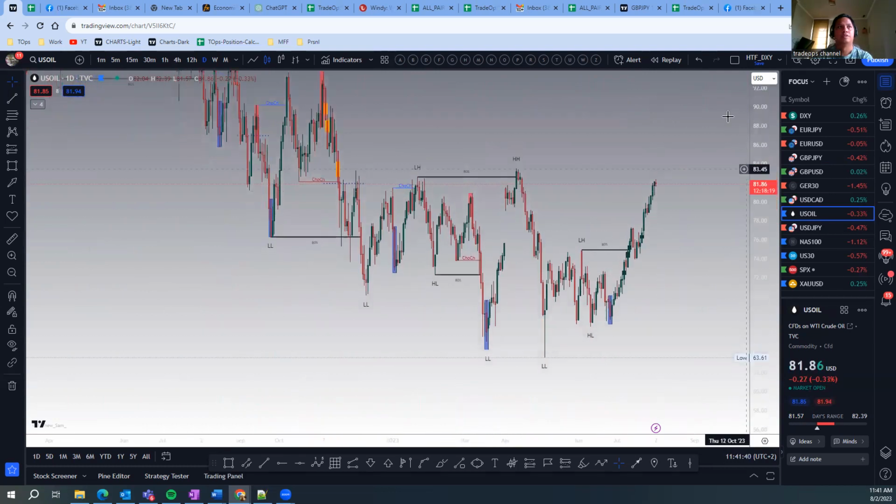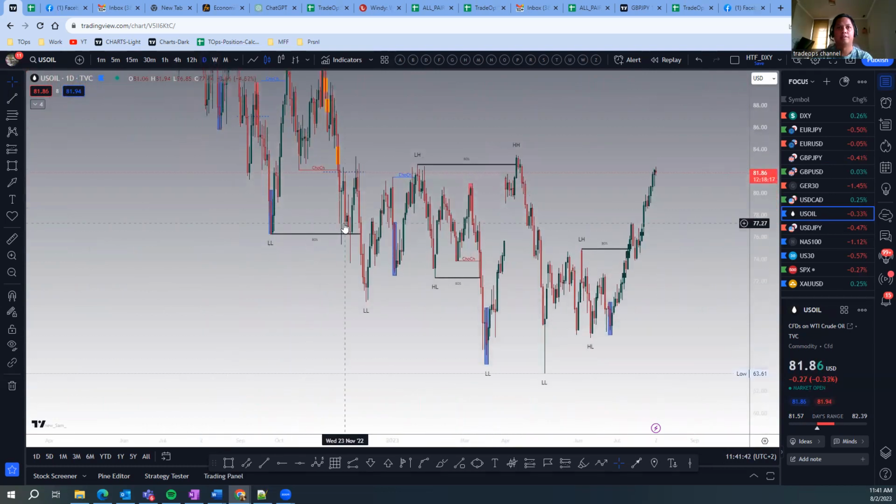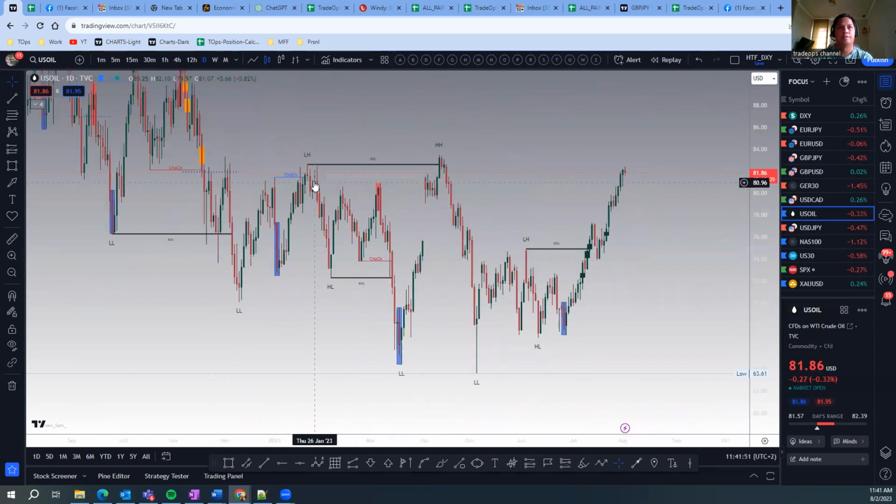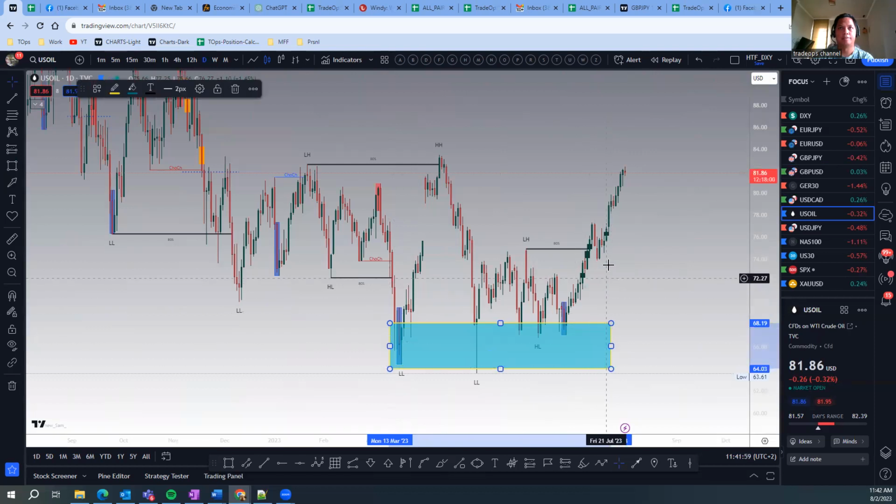So if you recall, we have some increase in oil price since December of last year, January, and then it dropped a little bit, but then we found a support level over here and price is bouncing from that.